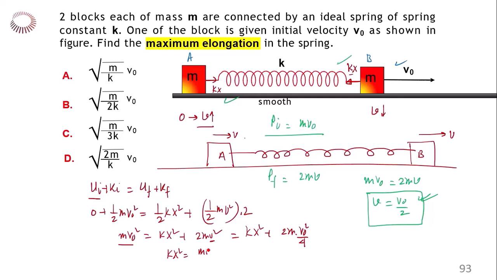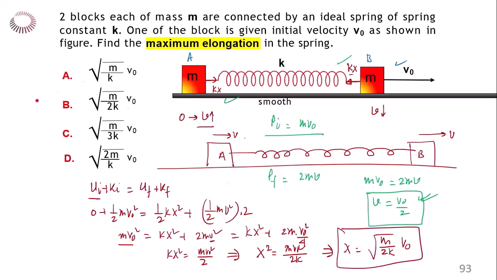That is mv₀²/2. So from that I am getting the value of x² should be equal to mv₀² by 2k, or x should be equal to under root of m by 2k into v₀. So that will be your answer. So this is the maximum compression.